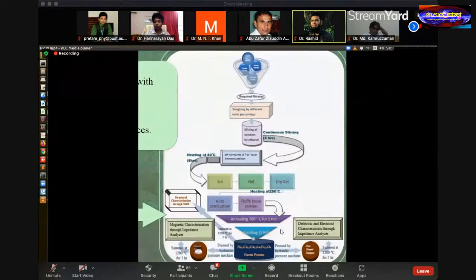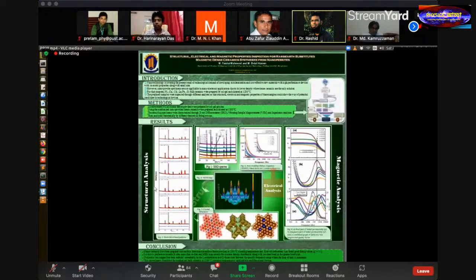We first synthesize our nanocrystalline ferrite, then using those powders we prepared our dense ceramics, and then used them for several characterization techniques such as XRD, impedance analyzer, and vibrating sample magnetometer or VSM. And these are the results of our synthesized samples, which include three parts: structural analysis, electrical analysis, and magnetic analysis. Now move to the structural analysis.